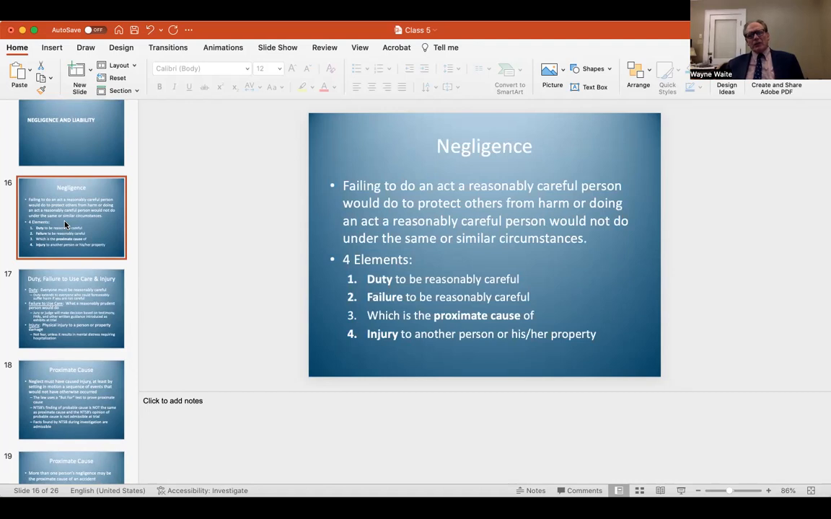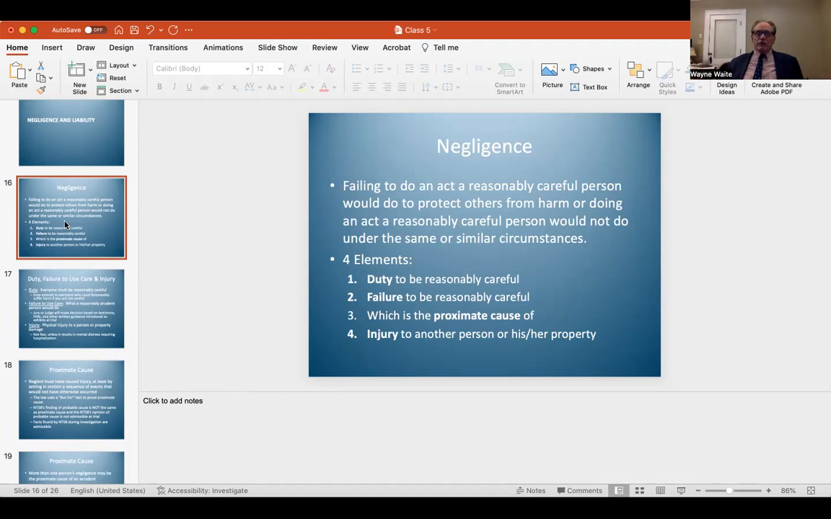So what's negligence? Well, it's failing to do what a reasonably prudent or careful person would do to protect others from harm, or doing an act which a reasonably careful person would not do under the same or similar circumstances. So a negligence can either be an omission, where you fail to do something that a reasonably prudent person would do under like or similar circumstances, or a commission, where you do something that a reasonably prudent person would not do.